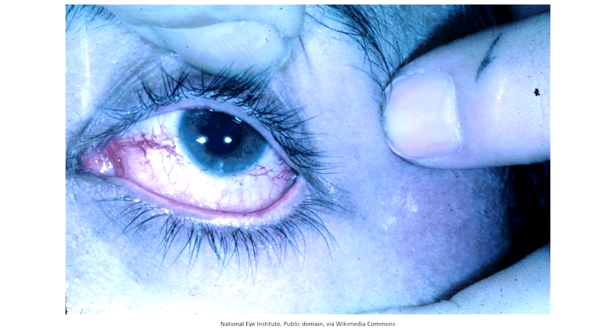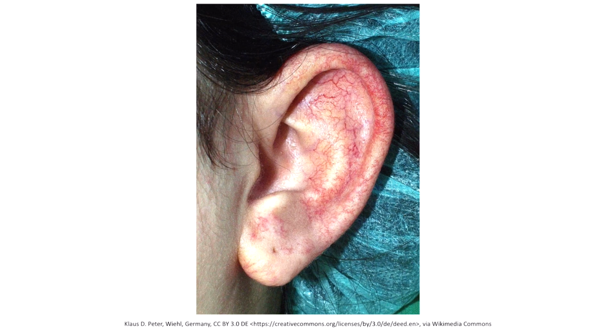Here's an image depicting ocular telangiectasias. Note the characteristic spiderweb-like dilated blood vessels on the patient's sclera. And here's an example of telangiectasias on the skin, in this case on the person's left ear.